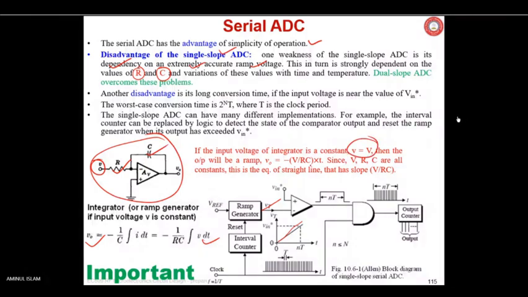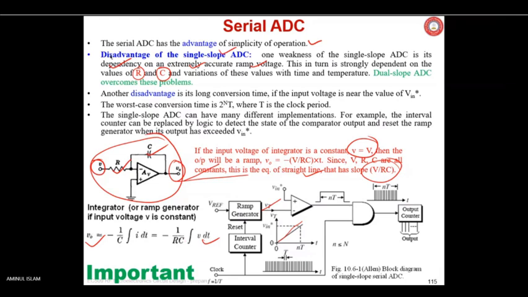So if the voltage V in of this circuit is a constant, V in equals D, for example, then the output will be a ramp, VO, and VO will be the ramp voltage in this way. It will increase in this way, equals minus V by RC into T. Since V, R, C all are constant, this is an equation of a straight line that has the slope of this. Any difficulty in understanding this point?